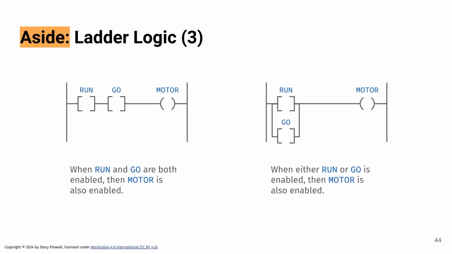Here are a couple other little examples. So here we see an AND over on the left-hand side. If run and go are both closed, then motor can activate. If either one of them is open or both of them are open, motor will not activate. Over on the right, we see an OR. If run or go is closed, then motor can activate. If both are closed, motor will activate.